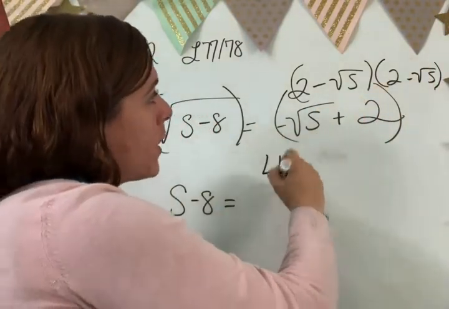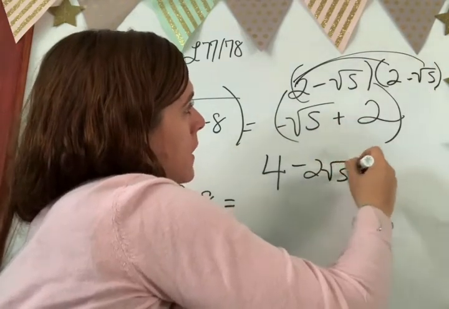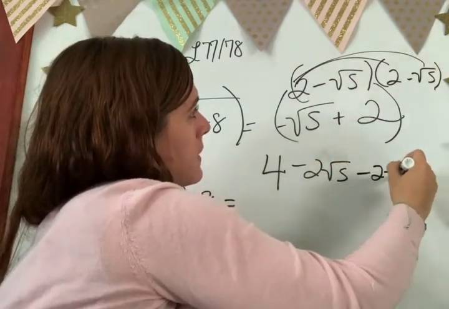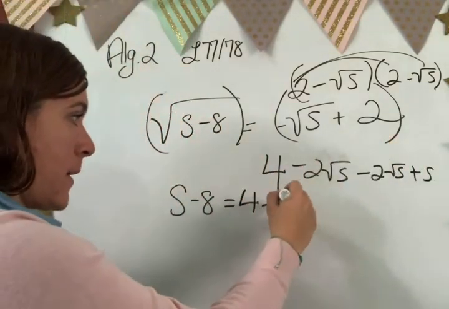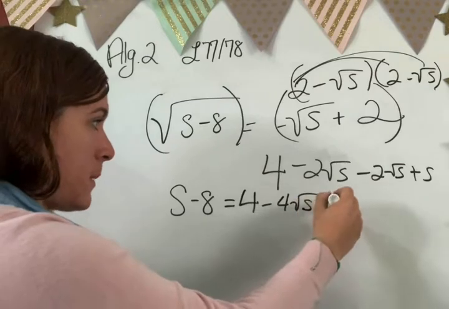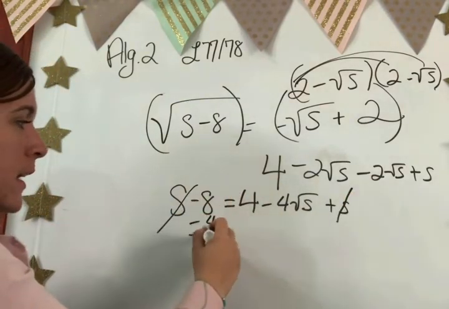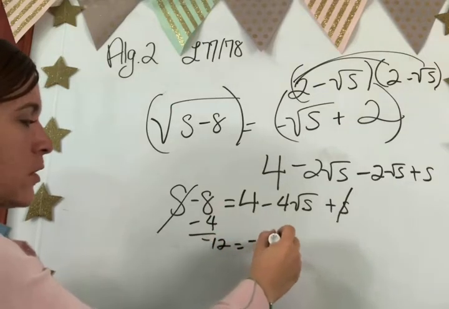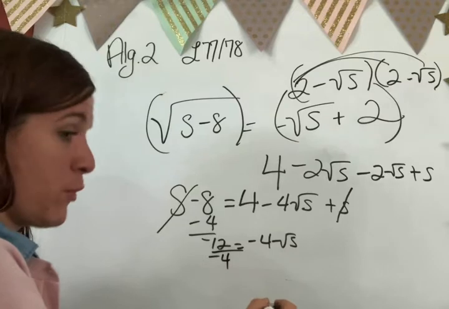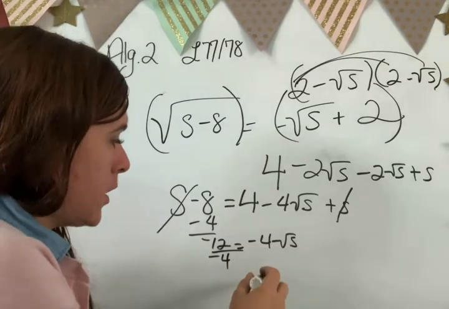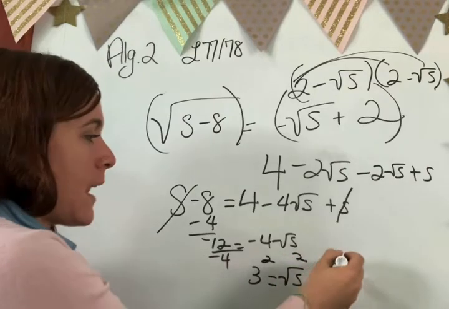That'd be 4 minus 2 square root s minus 2 square root s plus s, right? So now here I'm going to put 4 minus 4 square root s plus s. Cancel out my s's, move my 4 over here, get a negative 12 equals negative 4 square root s. Divide by negative 4, so it's 3. 3 equals square root s. Again, square it, so 9 is s.